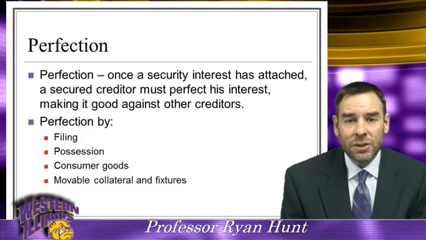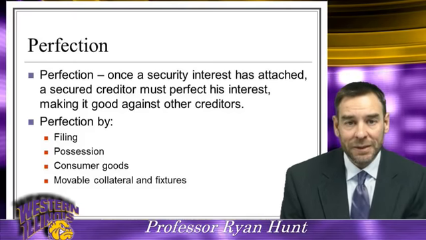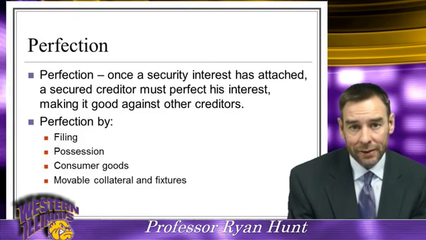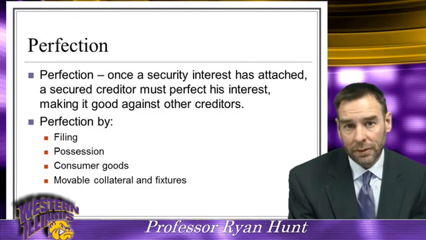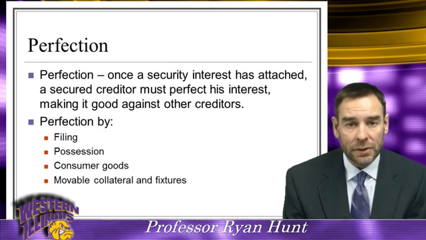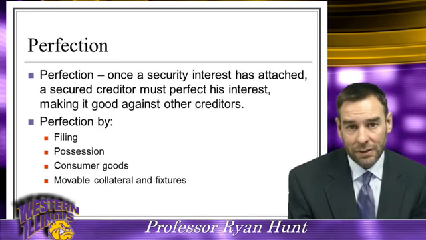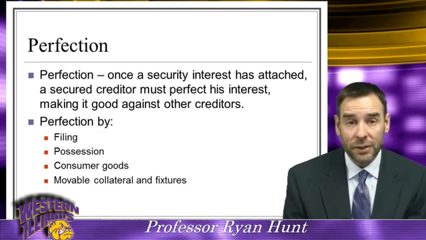Okay, we just finished talking about the rules of attachment. And remember, attachment deals with the secured party's rights as against the debtor to certain collateral. So upon default, the secured party has the right of repossession. That's a claim against the debtor's right to the collateral. Now we're going to talk about perfection.